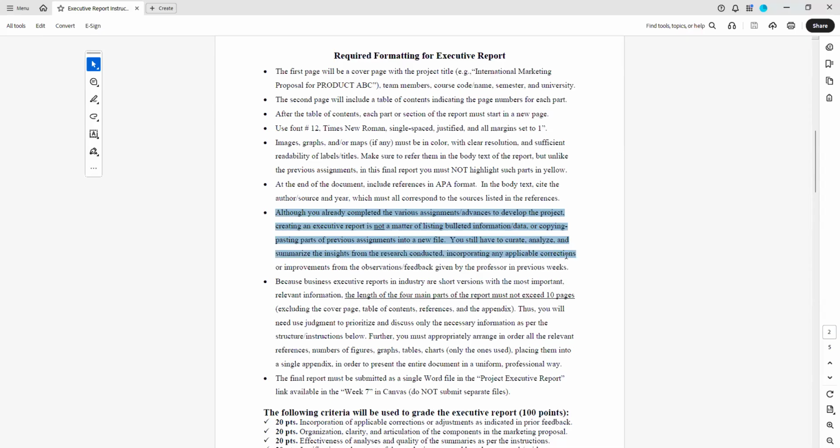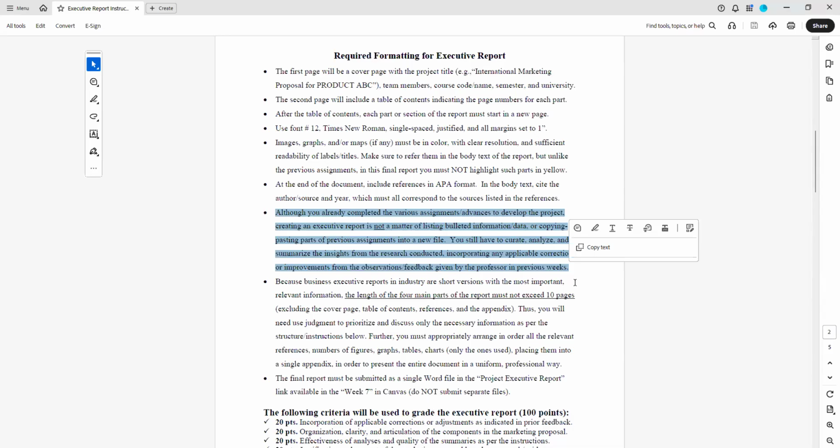incorporating, of course, the corrections and the improvements that I recommended from the observations and feedback I gave in the assignments. So this will require you to synthesize in such a way that the report is not too long, right? Because if you just put together all the files that you have developed in previous assignments, well, you will have a very long report. So that's not what you are going to do here, right?